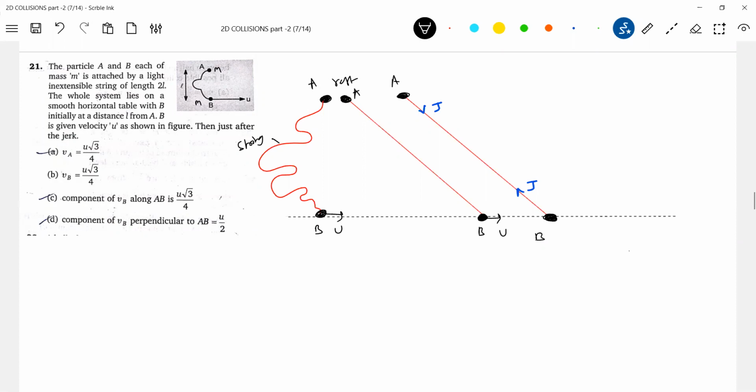So we'll resolve, this will be angle theta. We'll resolve this velocity into two parts. One u perpendicular, the other u parallel. I'm resolving the velocity of particle B into two components, u perpendicular and u parallel. Now the impulse J will act along the string. So the u perpendicular should remain as it is. I'll call that VB perpendicular. This will be VB parallel.